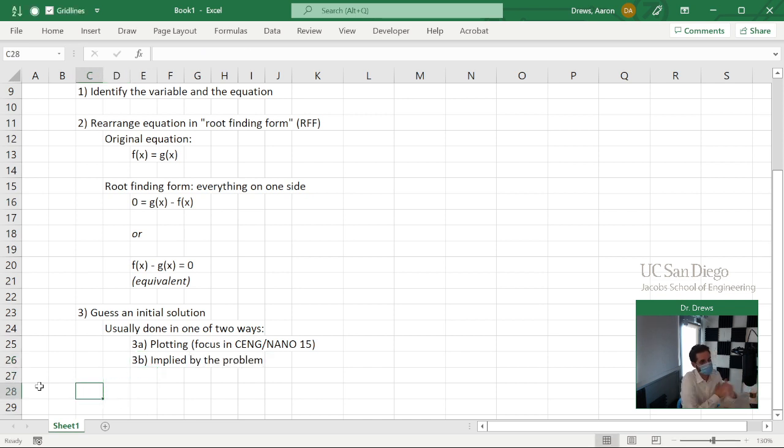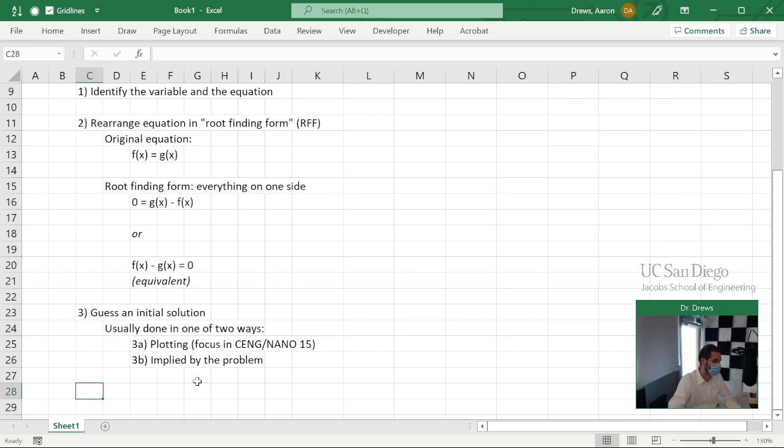The other one is somehow that value, that initial solution, is implied by the problem. So there I'm thinking of examples like, you go into reaction engineering and you got to solve for a temperature, and you knew the inlet temperature was like 400 K and it was exothermic, so it had to get a little bit warmer, so you guessed like, I don't know, 450 or something like that. Something about the problem gave you some information that makes you think that a solution is somewhere. That's another way to do it.